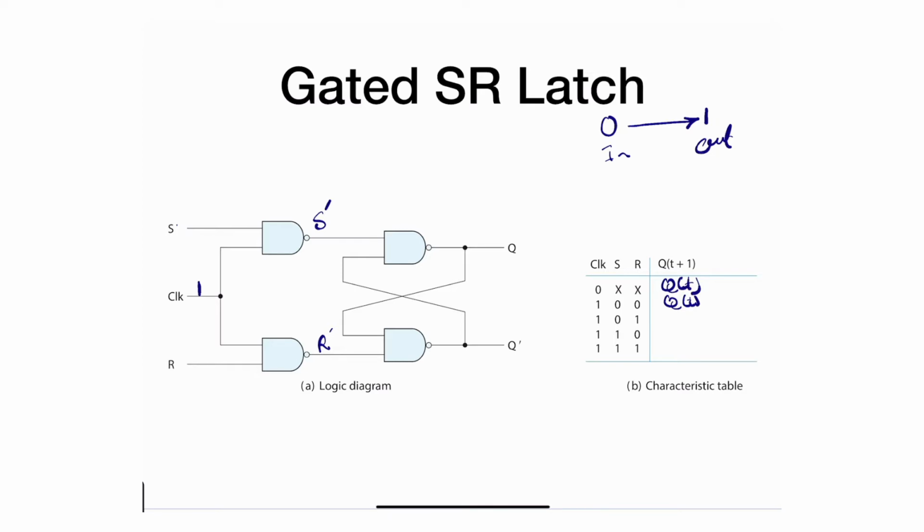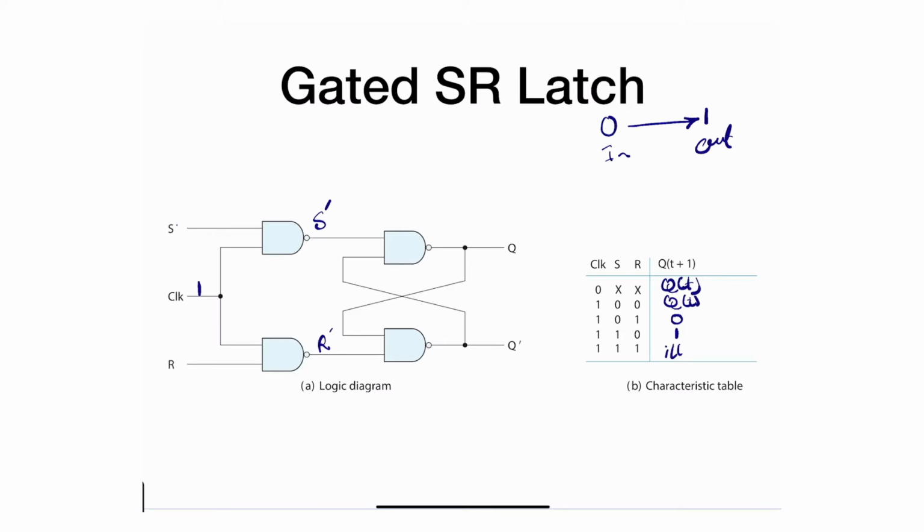Okay, if I have a 0, 1, that means the reset is what I care about, so the output should be 0. And if I have a 1 and 0, that means the output should be 1. And if I have 1, 1, that should be the basically illegal condition, so I'm just going to say illegal. And that's how we construct a gated SR latch.